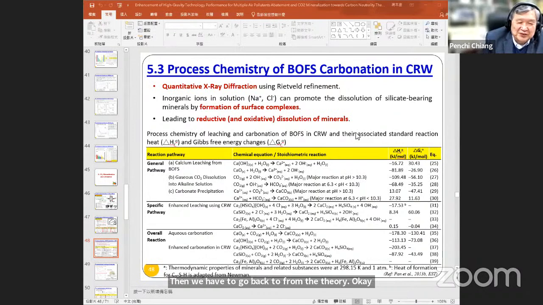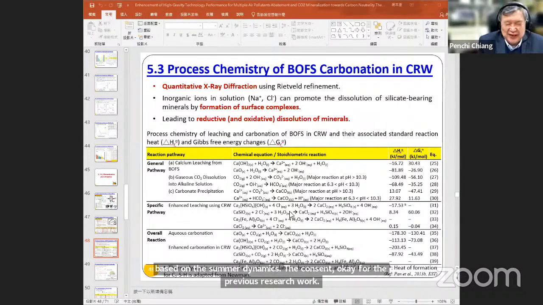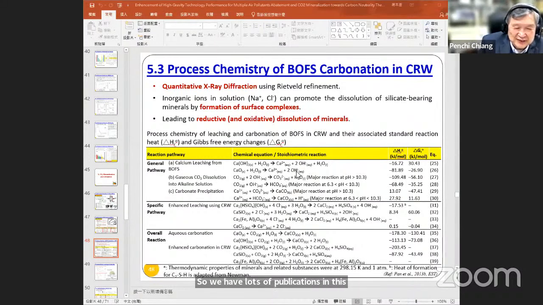Okay, based on the thermodynamics concern, for the previous research work, we have a lot of publications in this area. As you can see, this is from our study. We can figure out those chemical reactions based on thermodynamic study. You can see this is the energy we have to provide, and this is the different process chemistry shown in here. Okay, so this is a very good one.